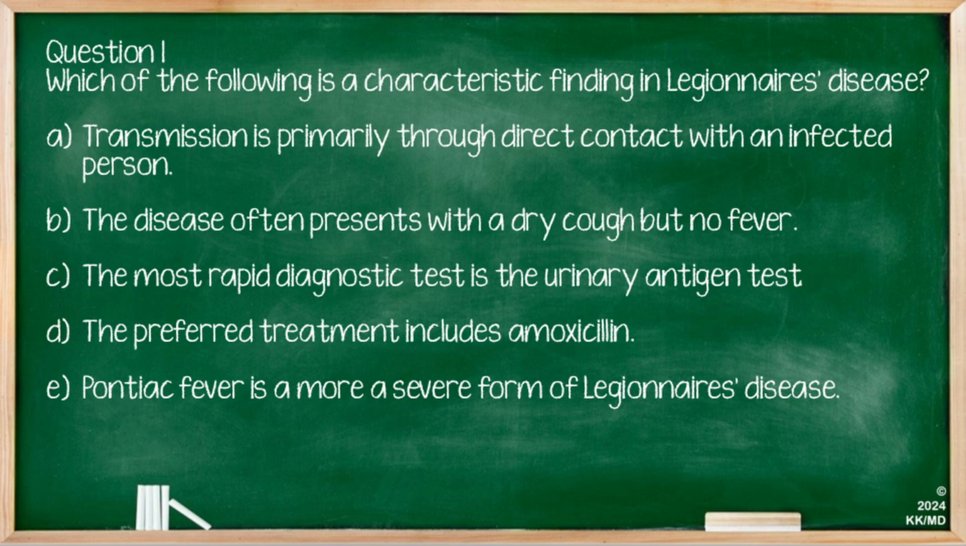So if we go through these answers in turn, A is wrong because we know that transmission is through water droplets rather than direct contact with an infected person. B is also wrong because Legionnaires' disease does usually have a fever. C is the correct answer, and you may recognise this from your own clinical practice, that urinary antigen tests are used to rapidly diagnose Legionnaires' disease. D is also incorrect, just to complete these answers, because the preferred treatment is erythromycin or clarithromycin and not penicillins. And Pontiac fever is actually a milder version, not a severe version, of Legionnaires' disease.